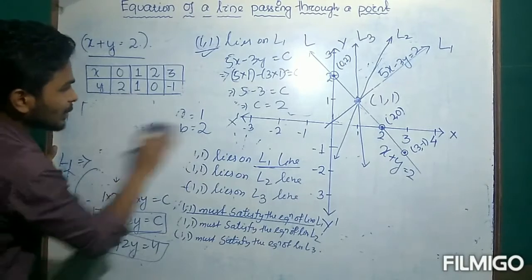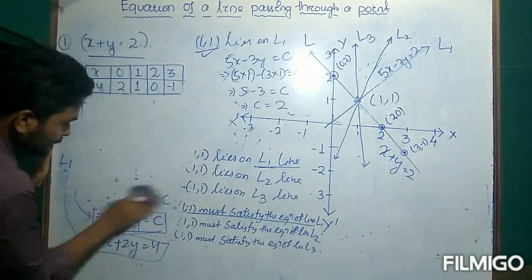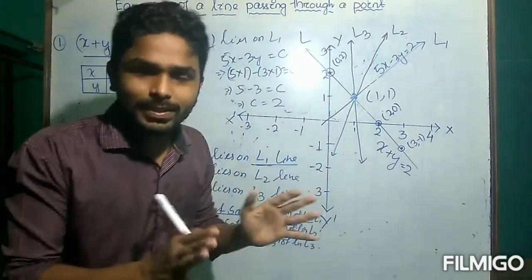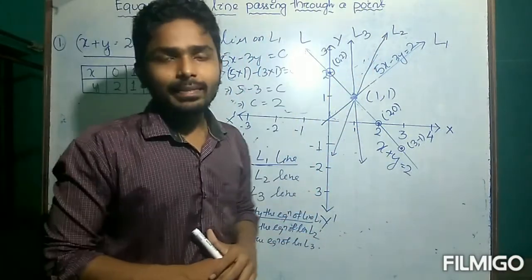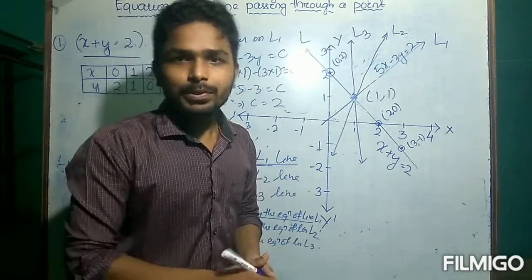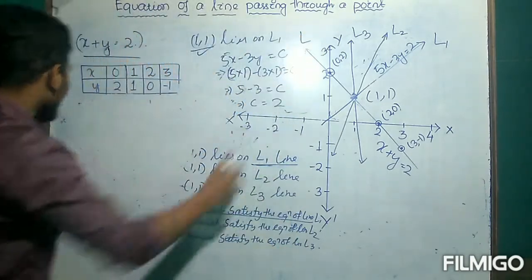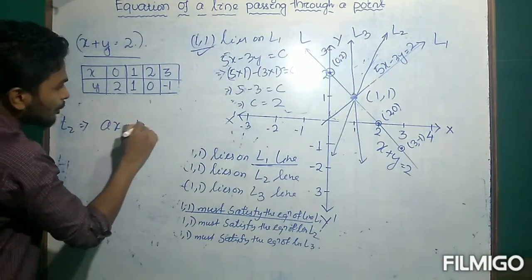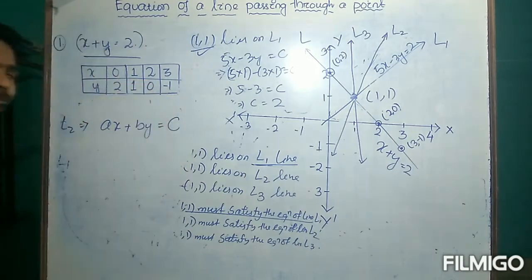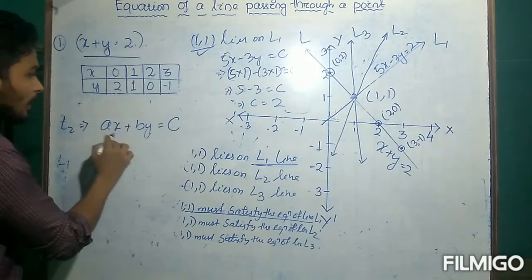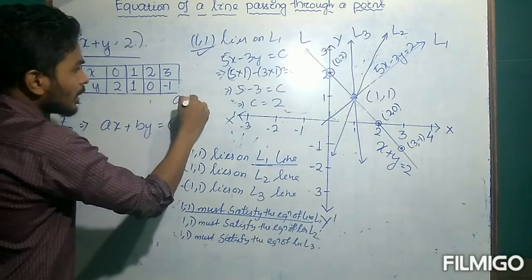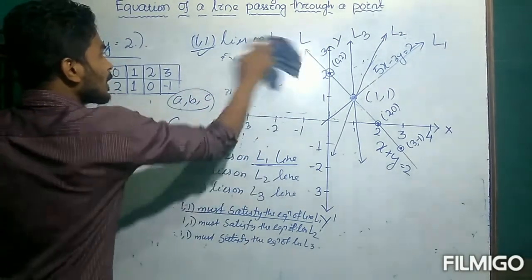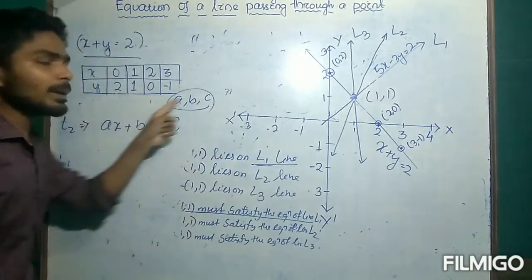Now we will find the equation for the line L2. The line L2 is also a straight line. Since it is a straight line, it must represent a linear equation in two variables. Suppose the line L2 represents a linear equation like ax plus by is equal to c. We do not know the values of a, b and c, so now we are going to find the values of a, b, c.